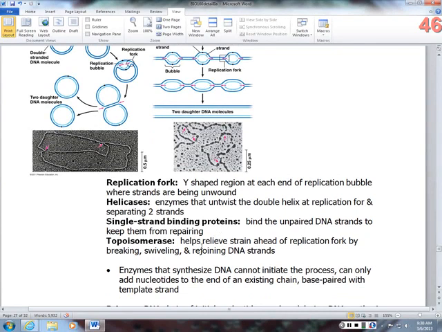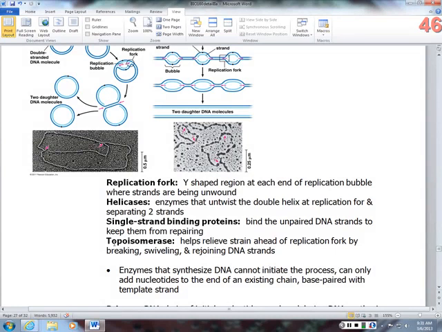You've got these single-stranded binding proteins that are going to bind the unpaired DNA strands to keep them from repairing. So the DNA wants to close back up and you stick something in there. It's kind of like if you change a bike tire and you get it off of the lip, and you're trying to pull around on the sides of it. You can work away at the two areas, but you stick in your tire iron so that it doesn't keep popping back onto your wheel. It's the same thing with the DNA, only it doesn't take as much muscle to do it.